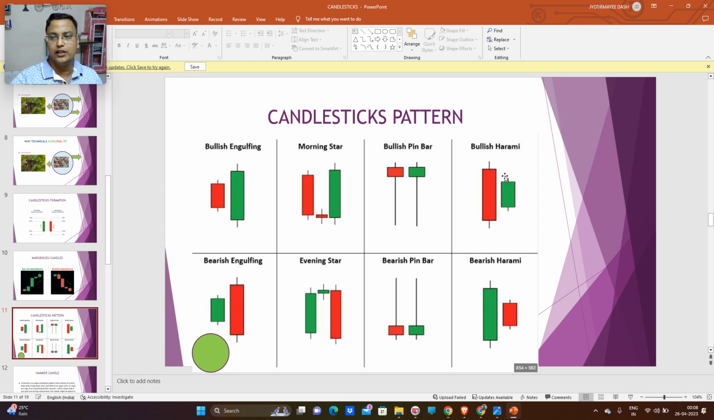This is called a bullish harami or inside candle. Harami in Japanese means pregnant. This is a bearish harami candle, or we can say this is an inside candle. You can mark it as just the reverse of the engulfing candle. This is a bearish engulfing candle. This is an evening star. This is a bearish pin bar. Okay, just know the names. We'll discuss every candle in detail.